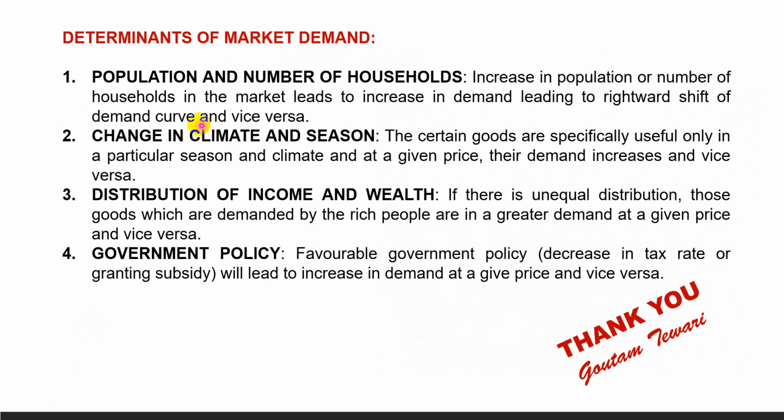Then come to the population. If the population increases, demand will increase. If the population decreases, demand will decrease. During the season, the demand for the seasonal commodity will increase, and during the off season, the demand for the seasonal good will decrease. Distribution of income and wealth. If there is unequal distribution, then the demand for the commodities which are demanded by the rich people will increase. And if the government policy is favorable, demand will increase and the demand curve will shift towards the right. And if it is unfavorable government policy, the result will be a decrease in demand and the demand curve will shift towards the left.